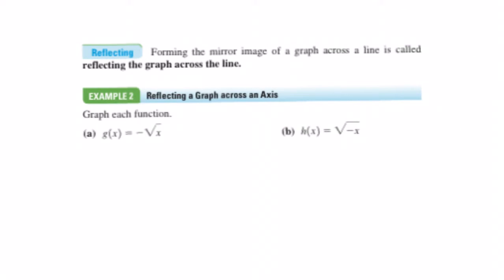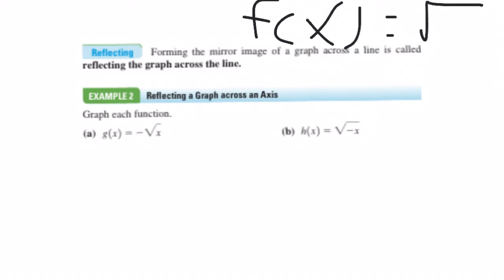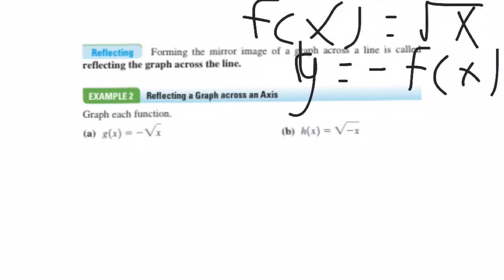Alright, the next thing we'll learn about is reflecting a graph. Pretty much whenever you create a mirror image across any line at all. Like for example 2, we're going to use the parent function of just the square root of x. We're going to see what happens when you put a negative sign on the outside, and also when you put the negative sign with the input. We're going to see what happens when you do both of those.